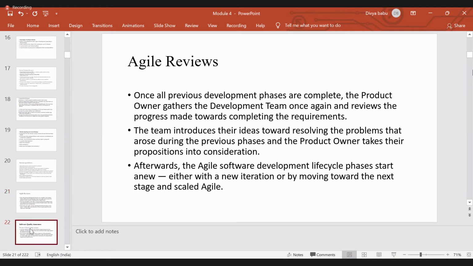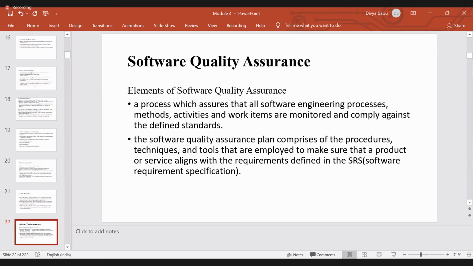So that is the agile review. Agile review is the same as what I discussed before. The only thing is, here we need to monitor whether the development team meets the customer requirements, and what changes we need to make, whether we need to repeat the same stage or can move to the next stage.